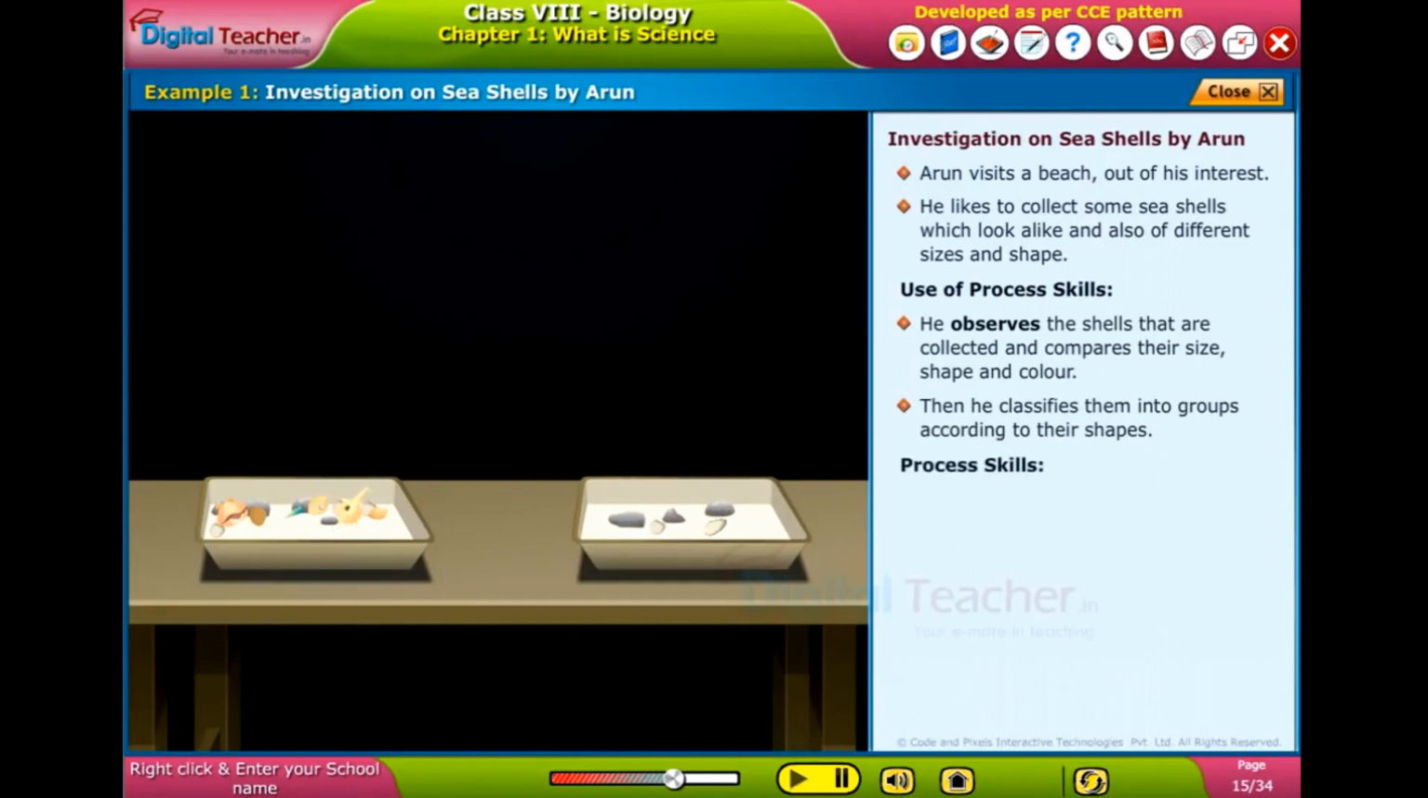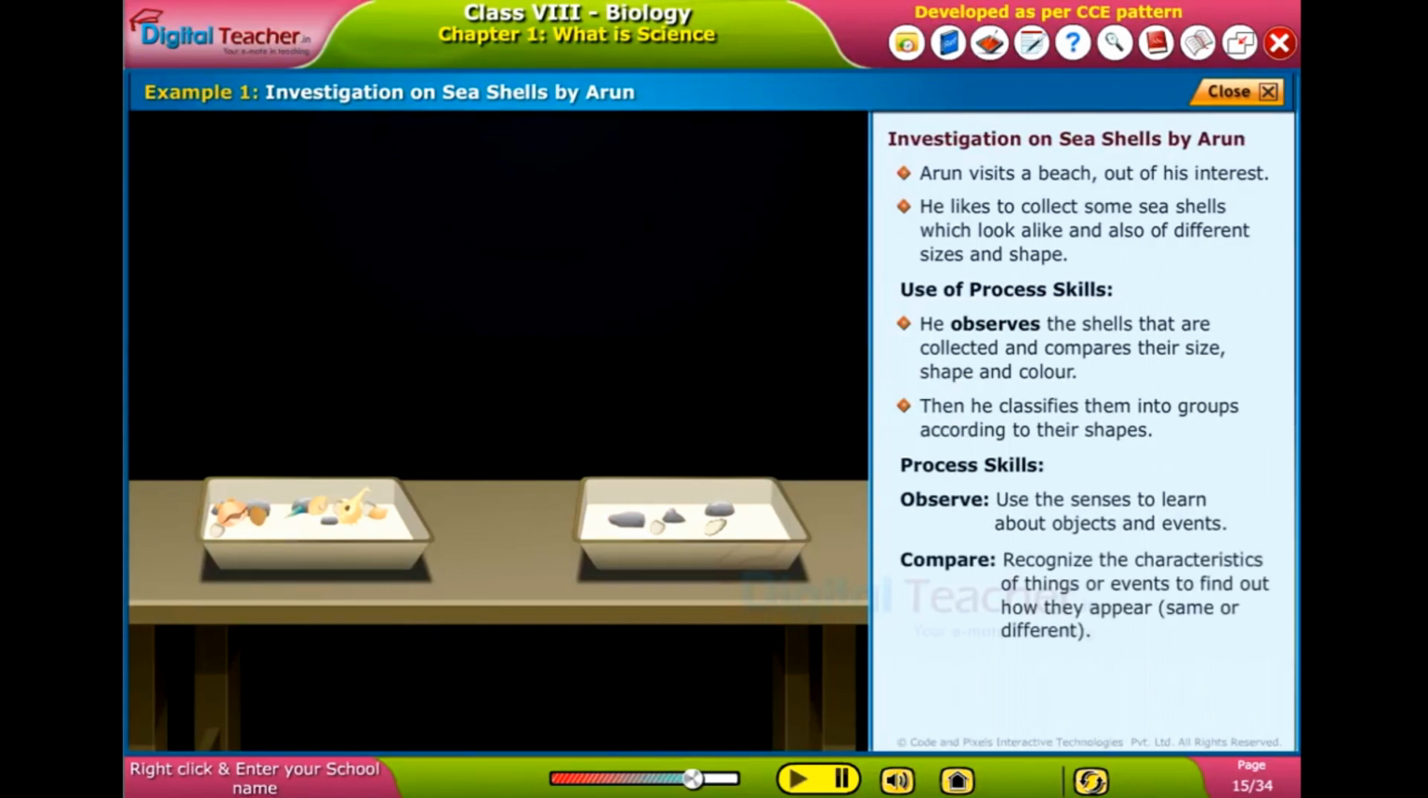Process skills. Observe: use the senses to learn about objects and events. Compare: recognize the characteristics of things or events to find out how they appear, same or different. Classify: group or arrange objects or events in categories based on specific characteristics.